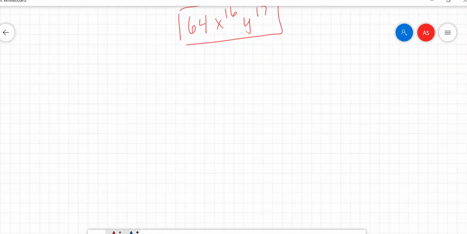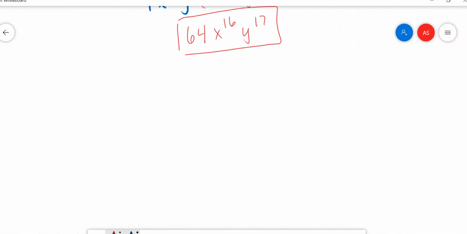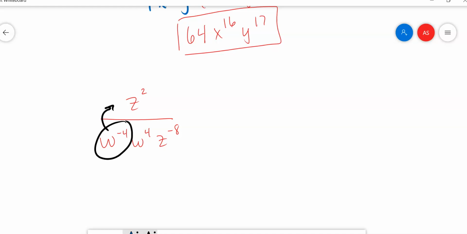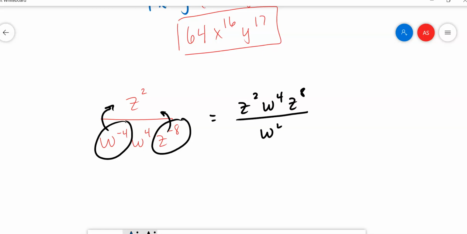All right, so now, what happens if I have something like this? Well, I have z raised to the 2nd power being divided by w to the negative 4, w to the positive 4, and z to the negative 8. So remember, this is the one that I talked about, that wherever these are not happy, move them. So I'm going to move this one up, and this one up. So what that's going to look like is leave the z squared alone. Then I have w to the positive 4, z to the positive 8, and on the denominator there's a w to the 4th at the bottom. Okay, and so now what can we cancel out?